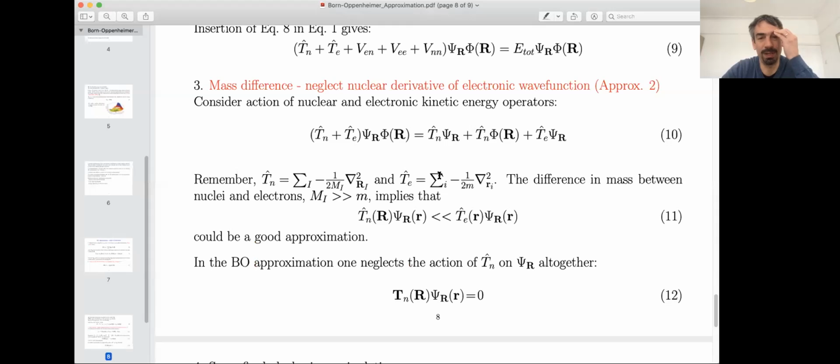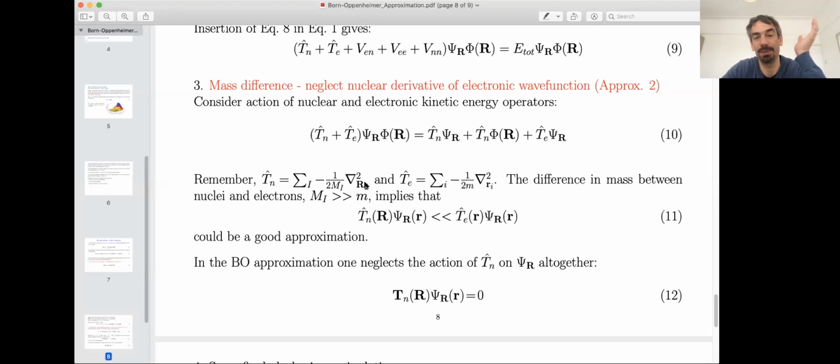What I would like to say, and I also said this in the recordings, is that theoretically, it's not obvious that this is actually a good approximation. Especially, it's not obvious that equation 11 holds here. We have this division by the mass of the particles in the kinetic energy operator, but you also have a Laplacian acting on this electronic wave function, Laplace in terms of the electrons, Laplace in terms of the nuclei.